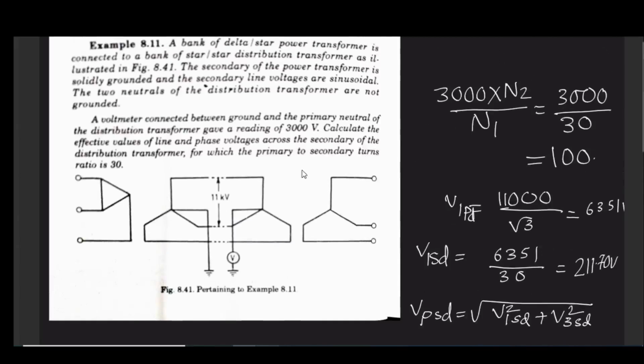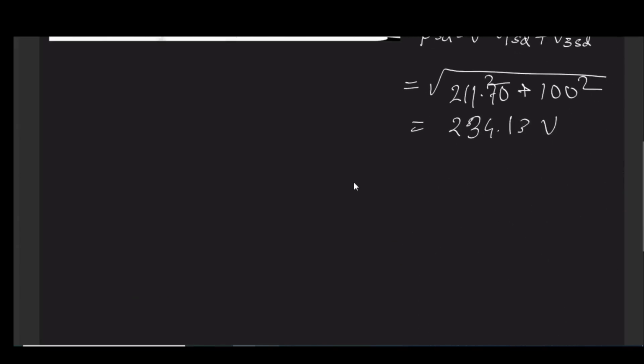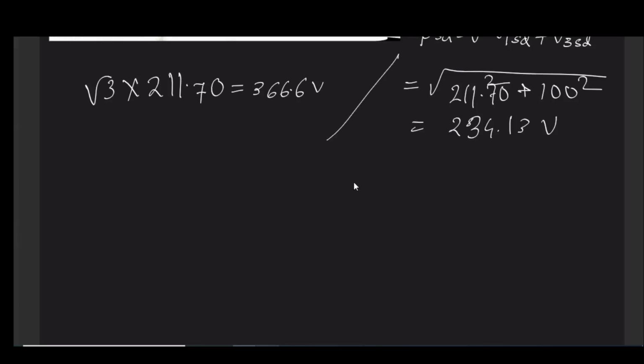However, line to line voltage will remain sinusoidal, so that will be root 3 into that is line to line voltage, that is 366.6 volt, right? So this is one problem. Now consider the last one in this row.